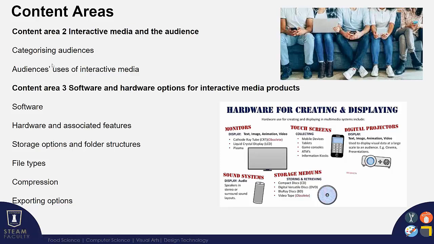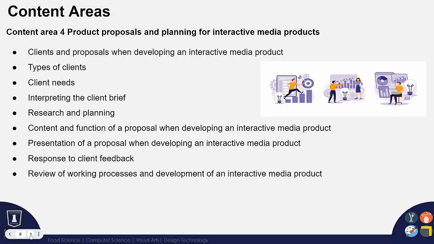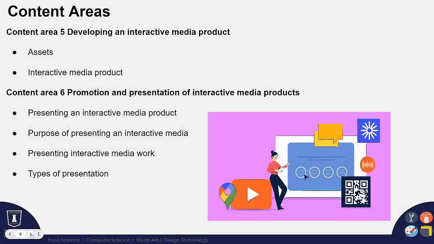Content area 2 is looking at audiences and audience uses. It's also looking for content area 3, which is software, hardware, storage options and file types, as well as exporting options. Content area 4 is a product proposal and planning for interactive media products. So this is looking at the client needs for the interactive media product, the research and planning for the product, and the function of a proposal, and the presentation of a proposal, and responding to client feedback. And lastly, reviewing of working practices.